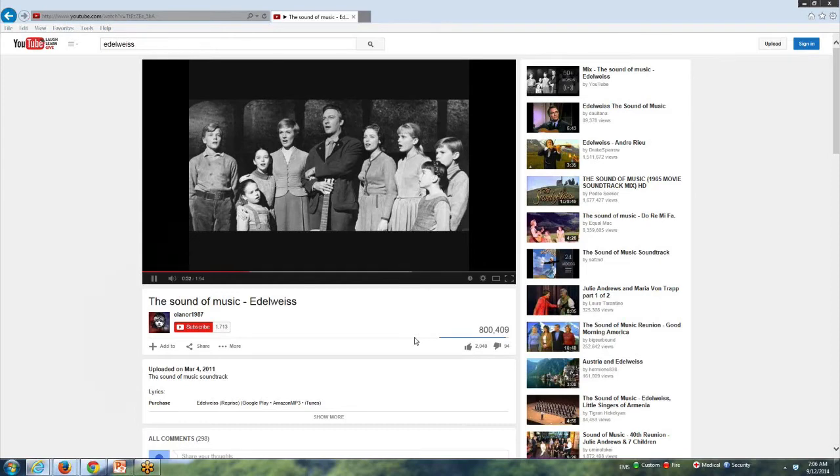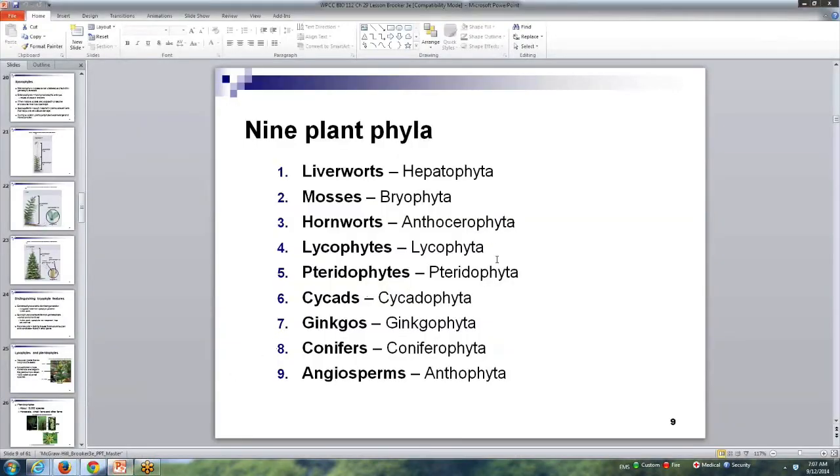Folks, plants can inspire people to sing beautiful songs. The song Edelweiss, wonderful song. If you ever watched The Sound of Music, which I think most of you have probably watched, yeah, we do get inspired by plants. They do cause us to just feel good about ourselves.